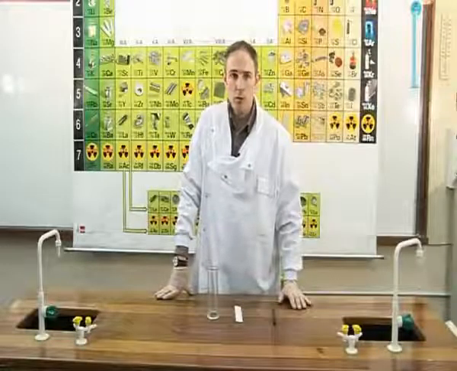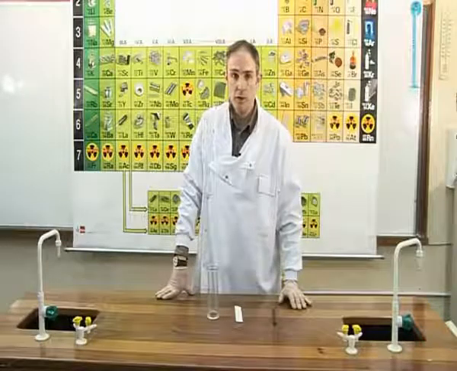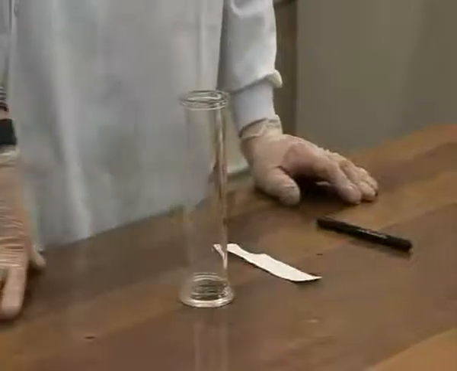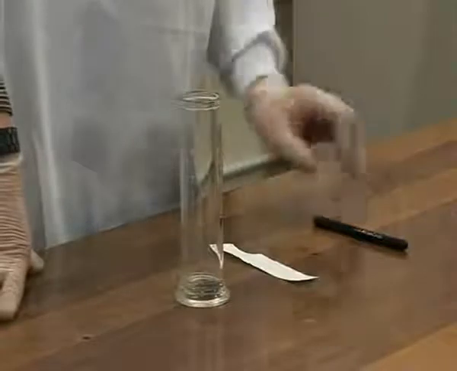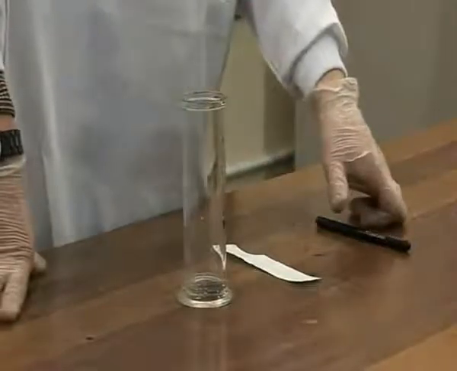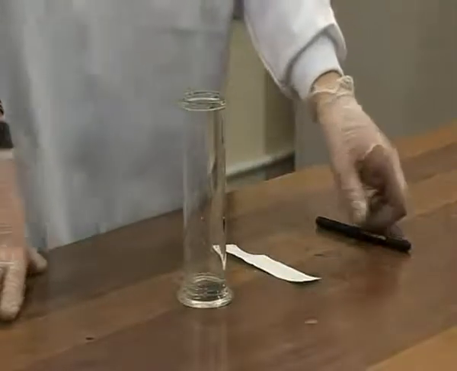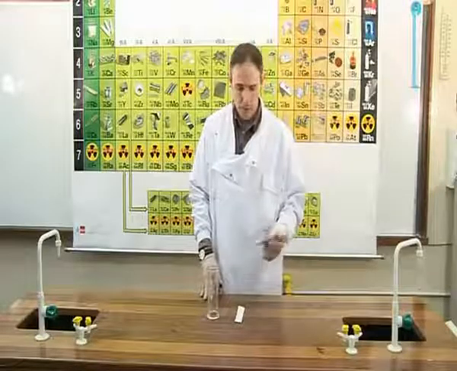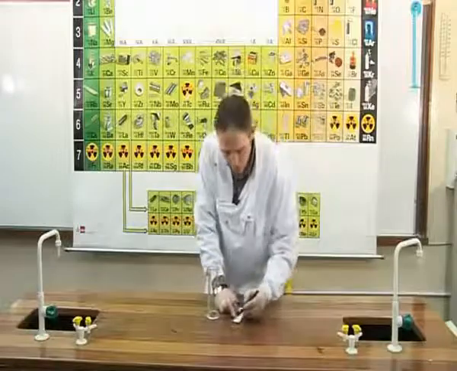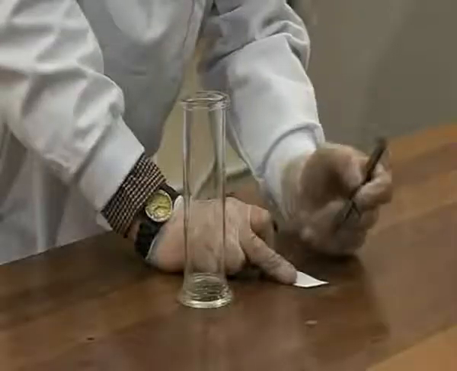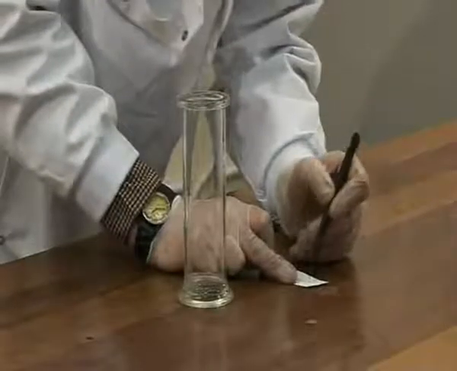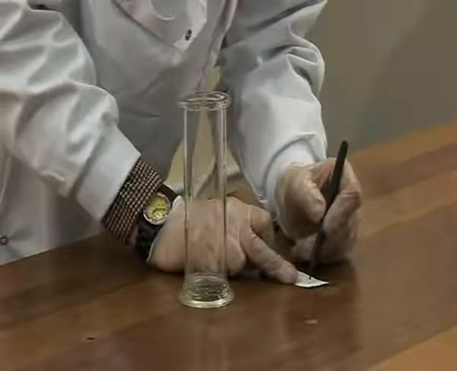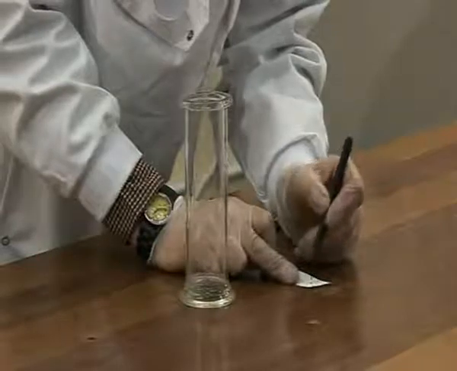Experiment OC2D, to separate the colours in ink by paper chromatography. The idea behind chromatography is that different colours have different solubilities in different solvents. For this experiment, I'm going to use a black water-soluble marker. I will place a small concentrated dot on the chromatography paper, and to make it more concentrated, I repeatedly dot it a few times at the same point.